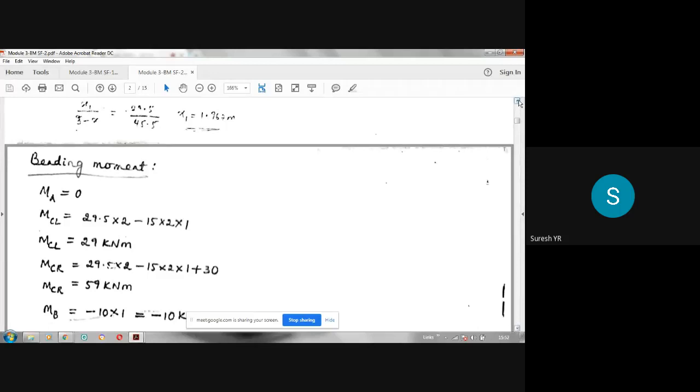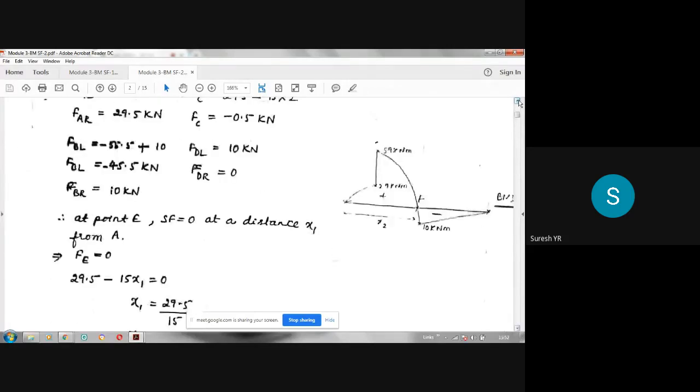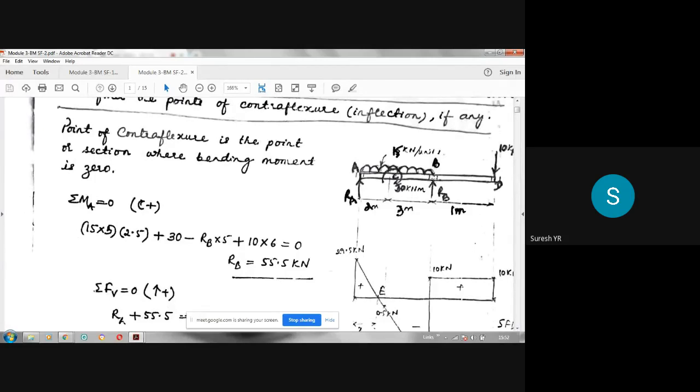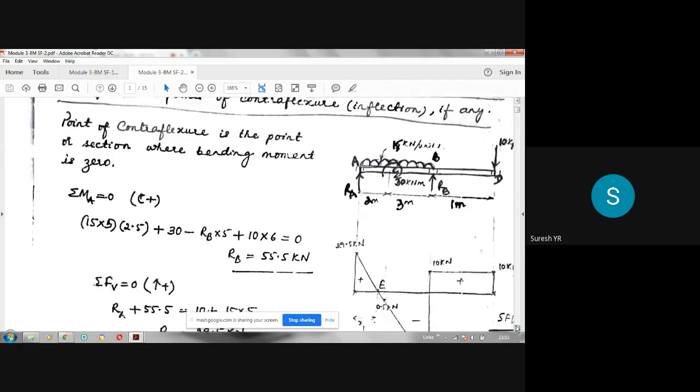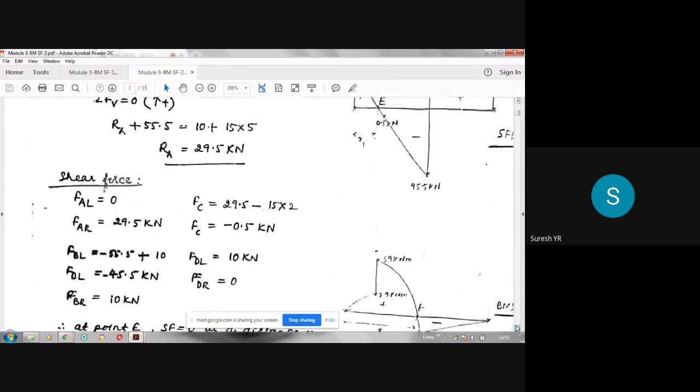Next, we want the bending moment at B. When you want to calculate bending moment at this point, you need not see the left side, you can see the right side. Whenever you want bending moment, you can see either the left side or the right side. Here let us take the right side because there is only one force. The 10 kilonewton is acting downwards. Downward means negative bending moment. So minus 10 into 1, distance is 1 meter. So MB is minus 10.